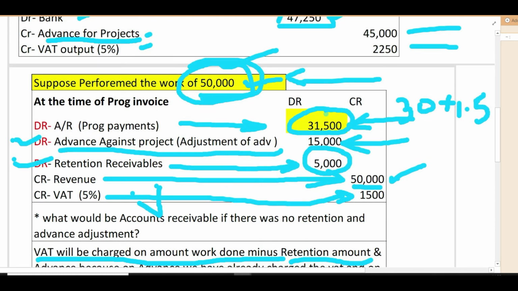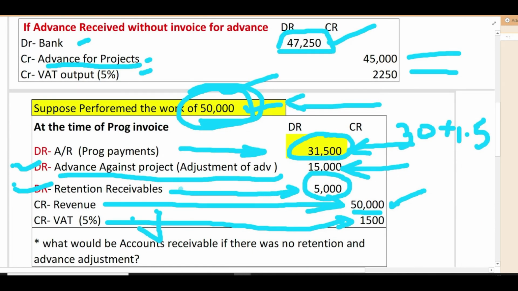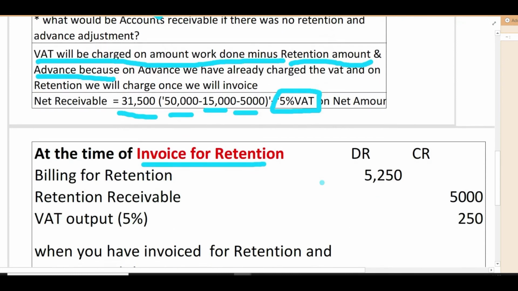I hope you understand this concept. Okay. All right. What I have said to you right now is that we have already charged VAT on this 15,000 and I have already shown you the journal entries as well. But what about this retention 5,000? So what we will do? Suppose you have finished the project and now it's time for invoicing for retention.